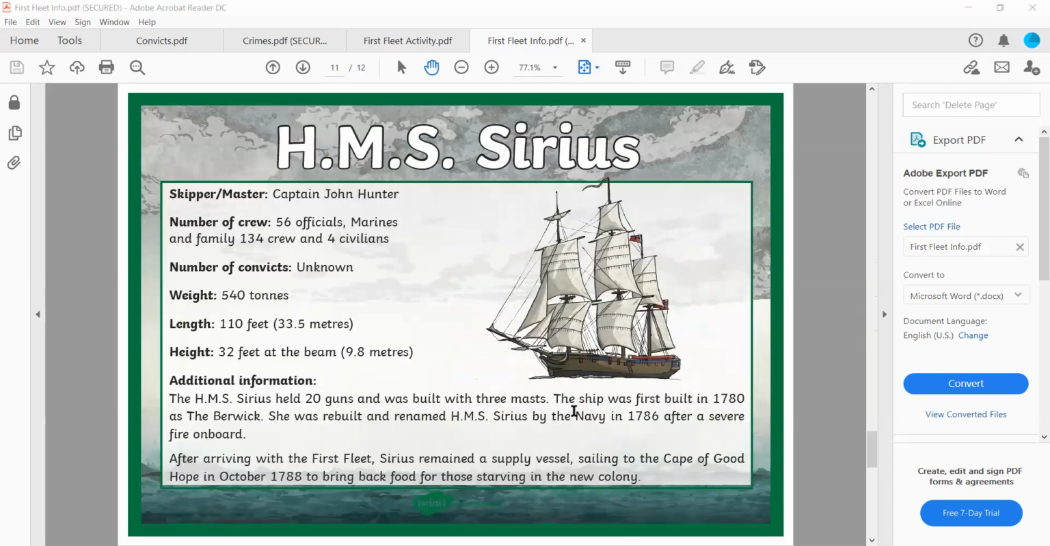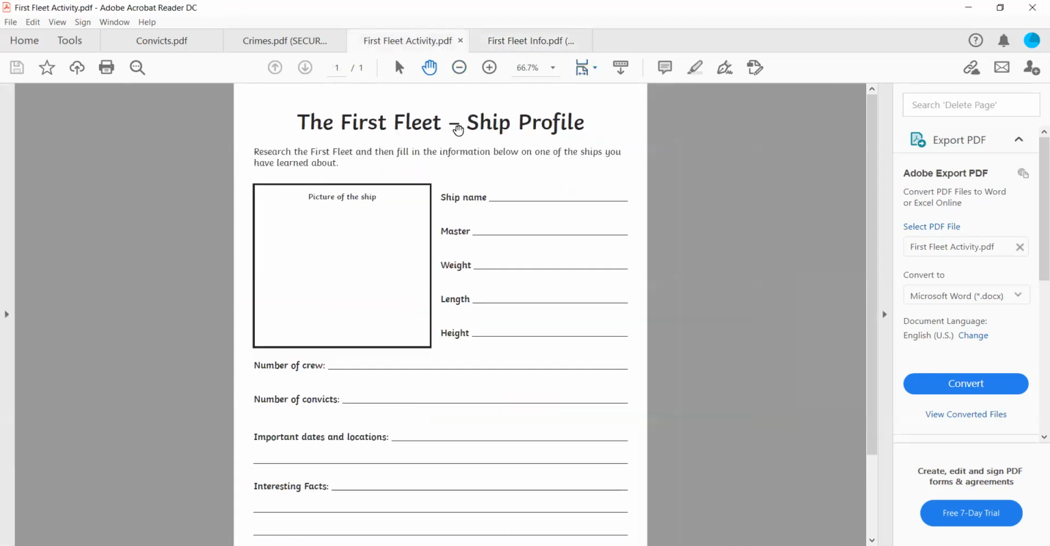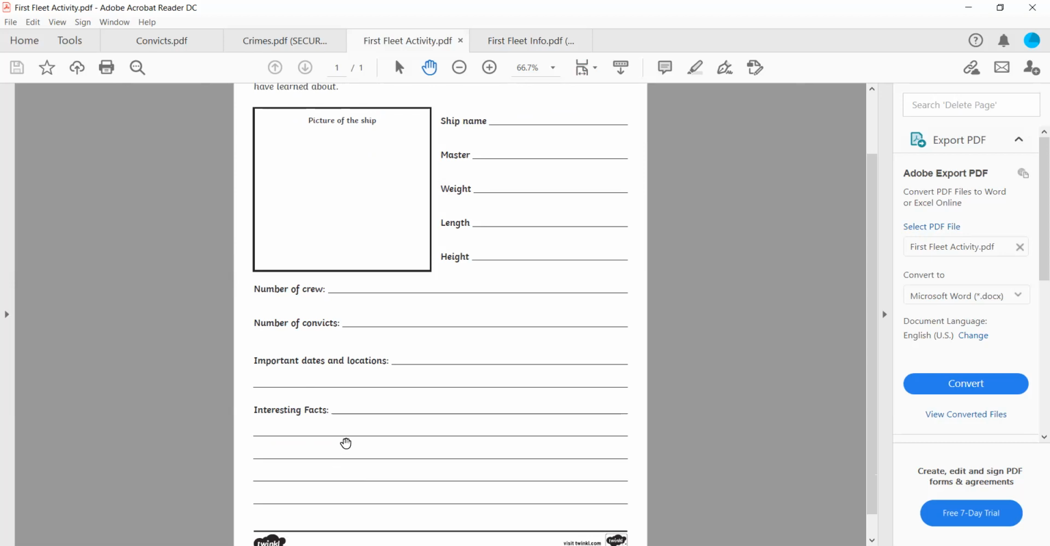What you're going to do is design your own ship using this thing here. If I zoom out a bit, you're going to draw a little picture of your ship. You're going to give your ship a name, the master, the weight of the ship, the length, the height, and it's basically what we'll be looking at. So the number of crew on there, number of convicts, important dates and locations, so anything that happened to the ship, but then interesting facts that you want to put on there as well.